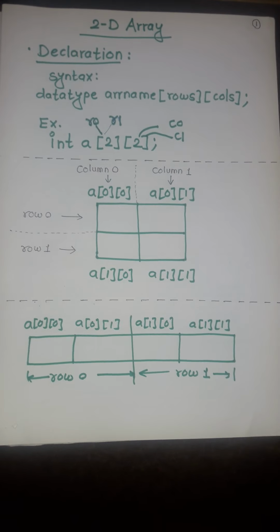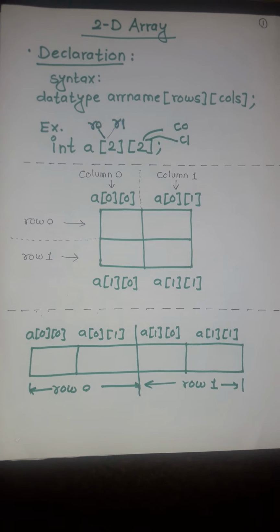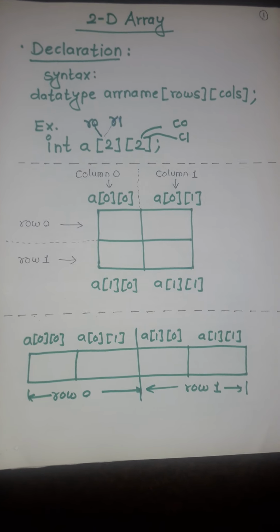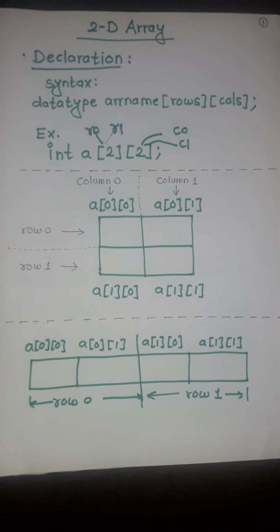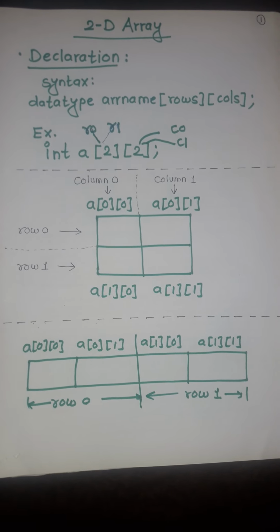Today we will see the concept of 2D array. 2D array is the simplest form of multi-dimensional array. It is also called a matrix, because it has two subscripts, that is, one is row and second is column.